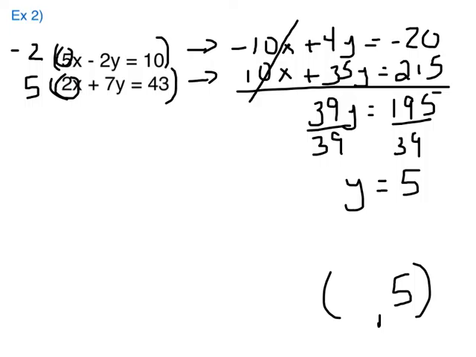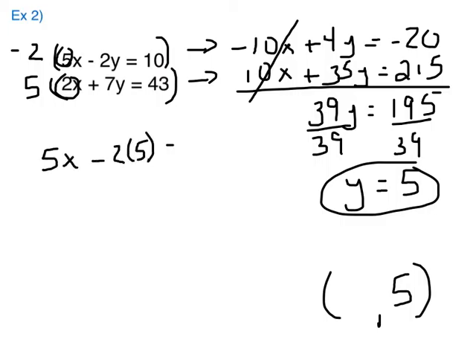Well, what do I have to do still? Take that answer, plug the y equals 5 in, either one, it's up to you, and figure out the x. I'll write the first one again. So I'm going to take 5x, and then minus 2 times, I'm going to plug 5 in, equals 10. Only because it's smaller numbers, I'm going to pick that one. So 5x minus 10 equals 10.